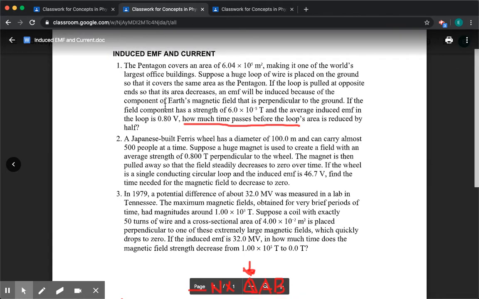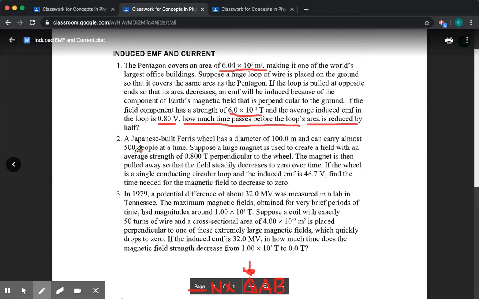So, do we have all the information we need? We want to know how much time passes when the area is reduced by half. So we know the area because they tell us that the pentagon covers an area of this much, and that the wire is the same area as the pentagon. Suppose a huge loop is placed on the ground, it covers the same area as the pentagon. So we have the area. We know the field strength. It tells us the field strength is this, 6 times 10 to the negative 5. And we have the voltage.